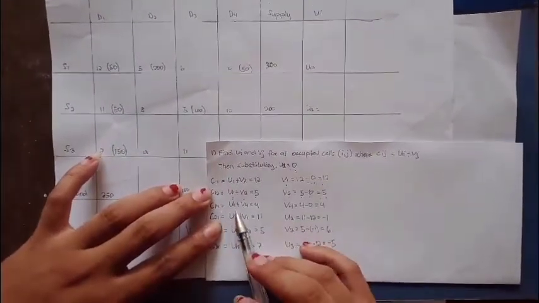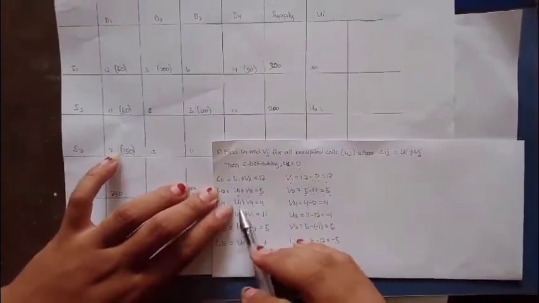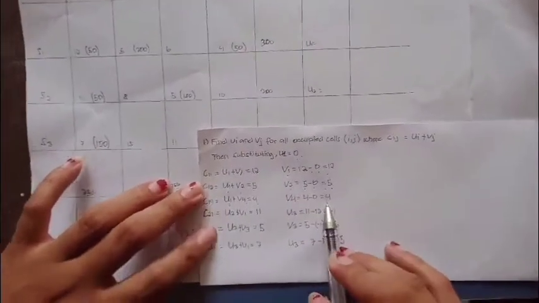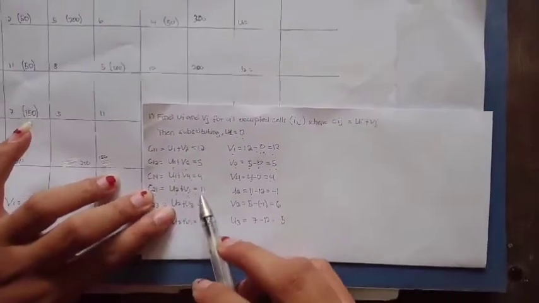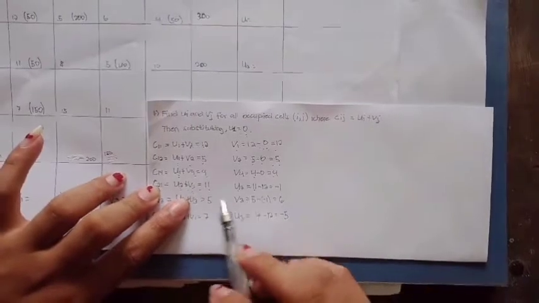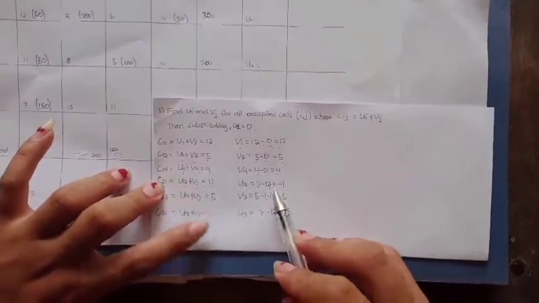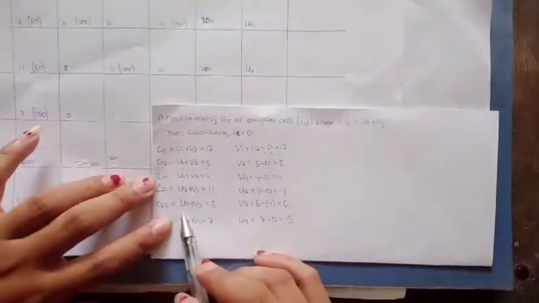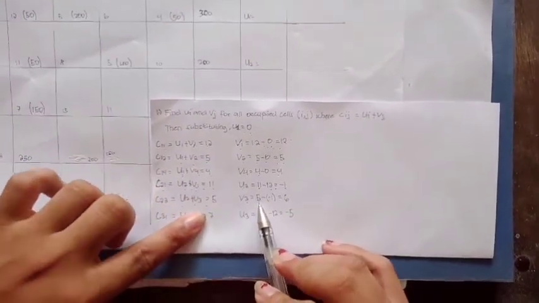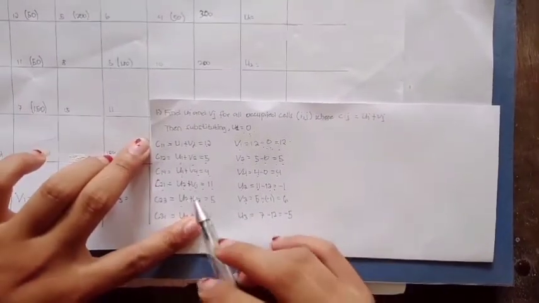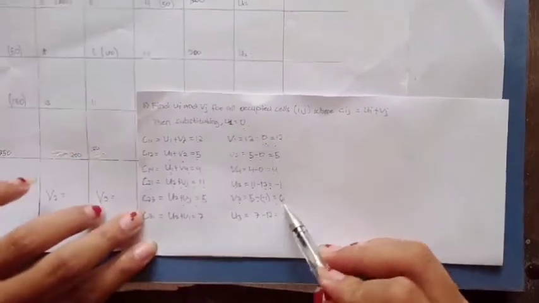Next is U1 plus V4 is equal to 4. So our V4 is 4 minus 0, which is 4. Next we have U2 plus V1 is equal to 11. So U2 is 11 minus our V1, which is 12, so we have negative 1. Next is U2 plus V3 is equal to 5. So our V3 is equal to 5 minus our U2, which is negative 1, so minus negative 1, we have 6.